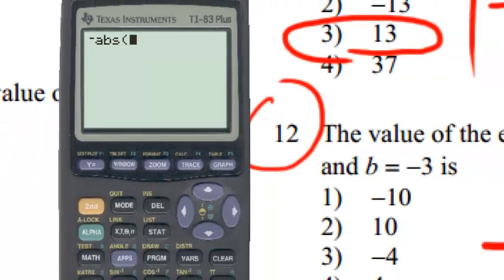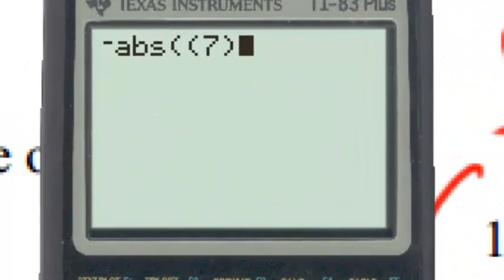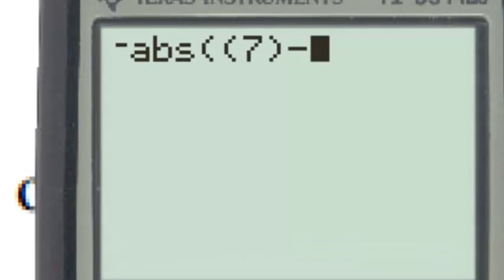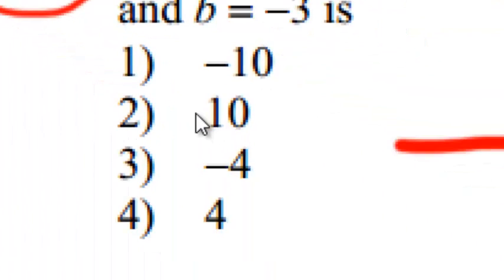I'm going to type in 1 more parentheses, 7. I'm going to close parentheses, minus, open parentheses, -3, close parentheses, and then we have to do 1 more to seal it up completely. And that looks good right there. It looks appropriate. I'm going to press enter. The answer is -10. That's option number 1. That is the correct answer.